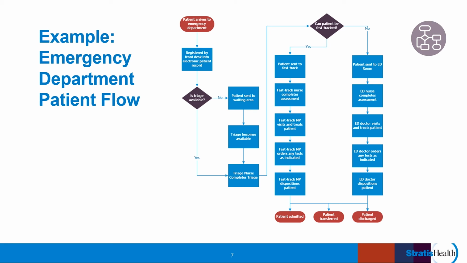or discharged. If the patient cannot be fast-tracked, they are sent to an emergency department room where an ED nurse completes an assessment. Then, the ED doctor visits and treats the patient and orders any tests as indicated. And finally, the ED doctor dispositions the patient, and the process ends with the patient either being admitted, transferred, or discharged, as represented in the red ovals at the bottom right.